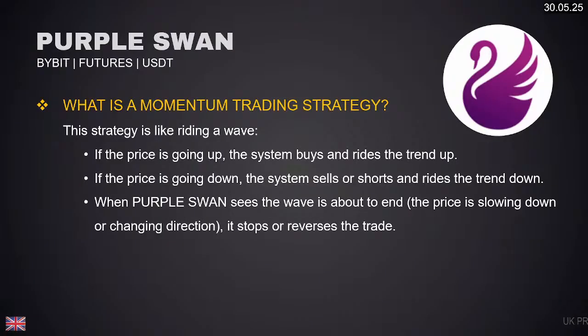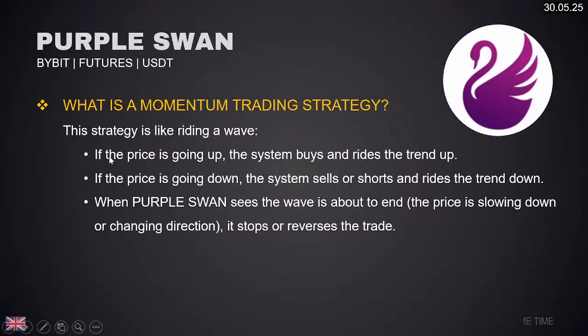So like Purple Swan. What strategy does Purple Swan use? It's using a momentum trading strategy. It tracks the market movement, and depending on whether it's trending upwards or downwards, it changes its strategy as per the market trend. So this is like riding a wave. A wave surfer surfs along the waves, right? So high tide and low tide.